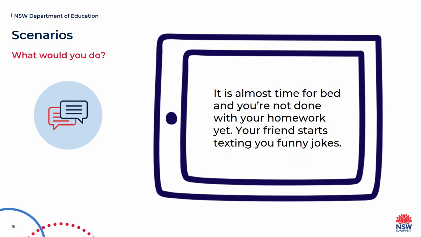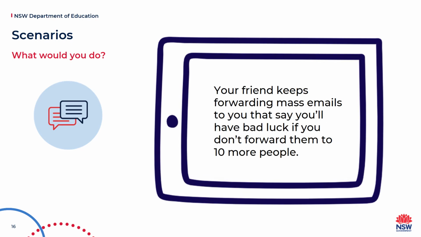Scenario 3. It is almost time for bed and you're not done with your homework yet. Your friend starts texting you funny jokes. What would you do? Scenario 4. Your friend keeps forwarding mass emails to you that say you'll have bad luck if you don't forward them to 10 more people. What would you do?